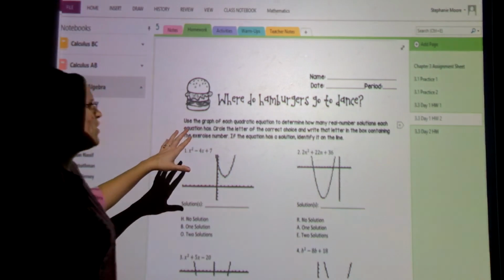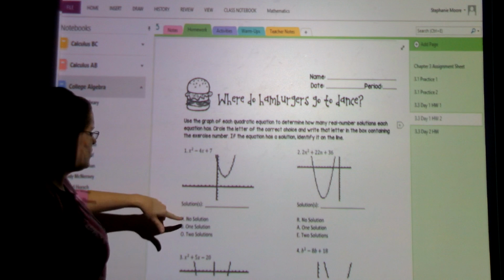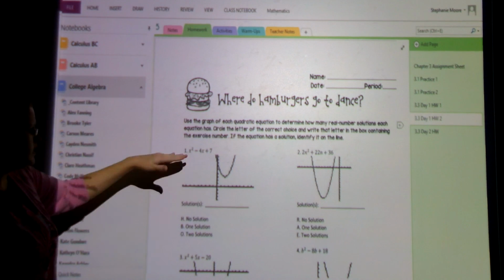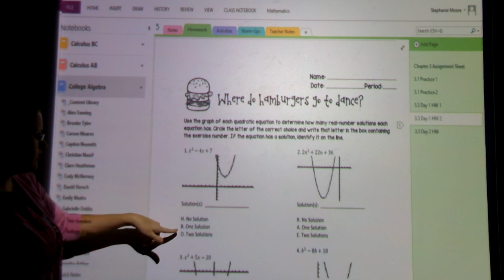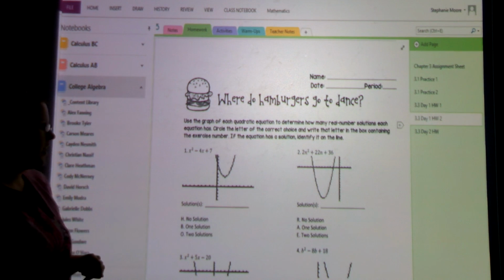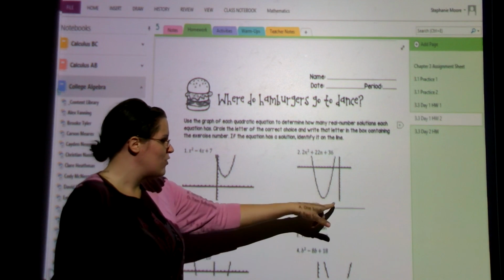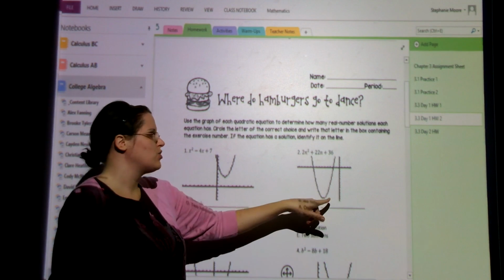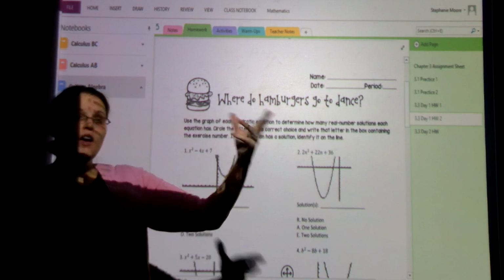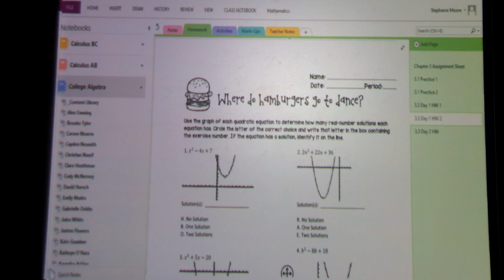And then you have 3.3 Day 1 Homework 2, your hamburger joke. Now this is where you're going to first look at this graph and say, are you going to have no solutions, 1 solution, or 2 solutions? And then find the solutions. So over here, you first say how many solutions you're going to have, and then right here you're going to write the actual solution. So you have to graph these and find the zeros. Okay? So you have 2 handouts, the algebraic method and the graphing.